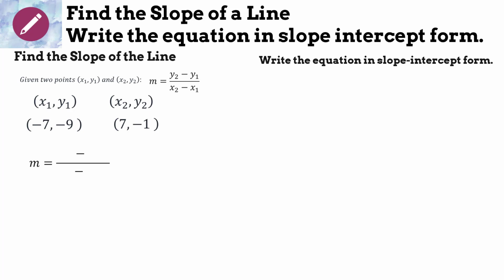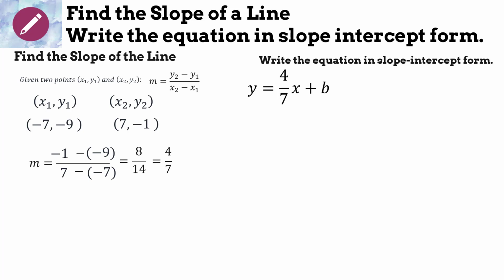All we have to do is just follow our points. y2 is negative 1 minus, which is part of the formula, y1, which is negative 9. In the denominator or the bottom, we take x sub 2, which is 7, minus, which is part of the formula, x sub 1, which is negative 7. Negative 1 minus negative 9 is 8. 7 minus negative 7 is 14. When we reduce it, we end up with 4/7.